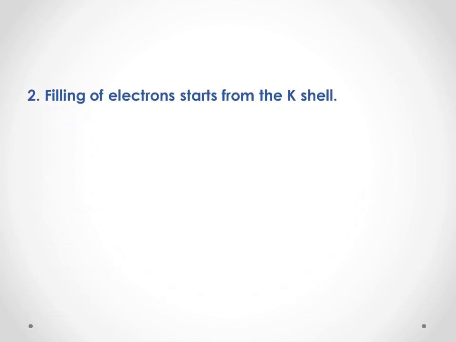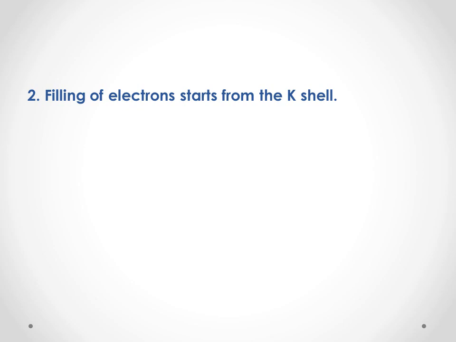Let us study the second rule. Filling of electrons starts from the K shell. Electrons are not accommodated in a given shell unless the inner shells are filled. That is, the shells are filled in a stepwise manner. Filling of electrons starts from the innermost K shell. Only when the inner shells are full, electrons will be accommodated in the next level.